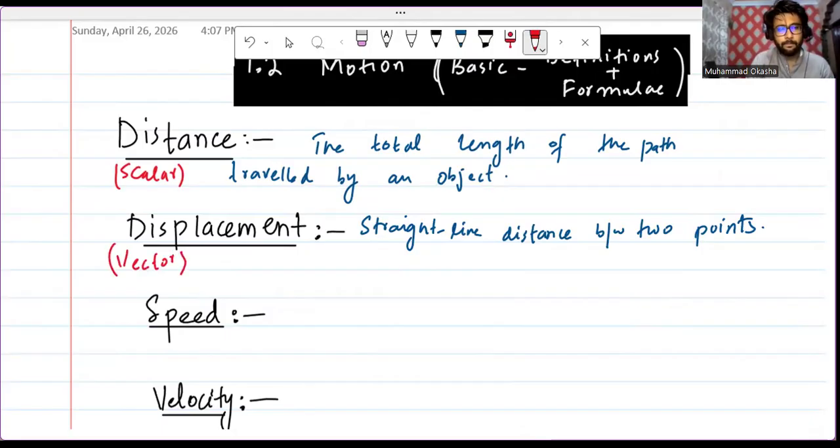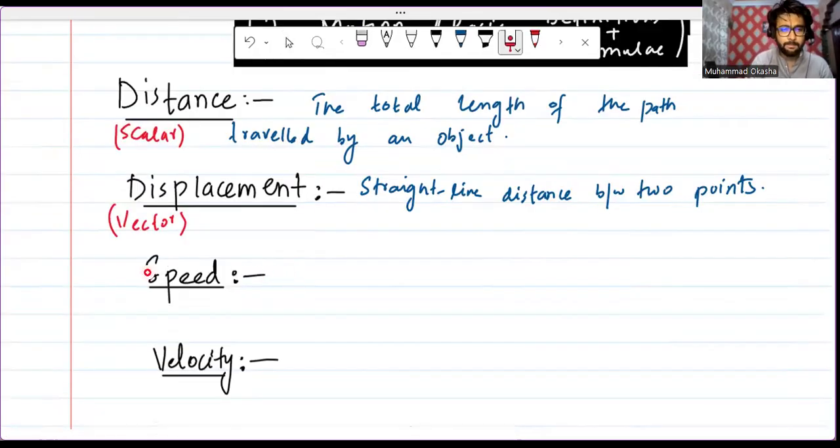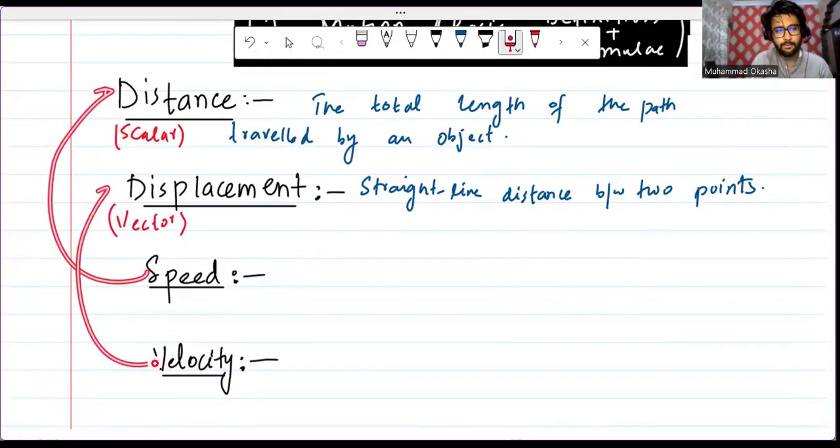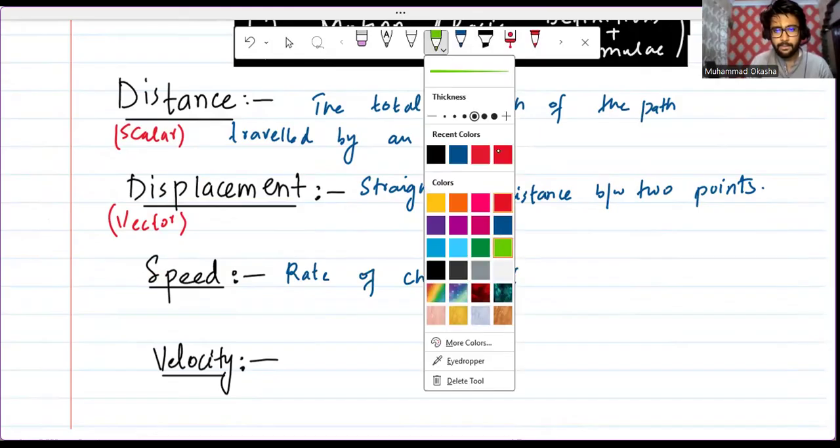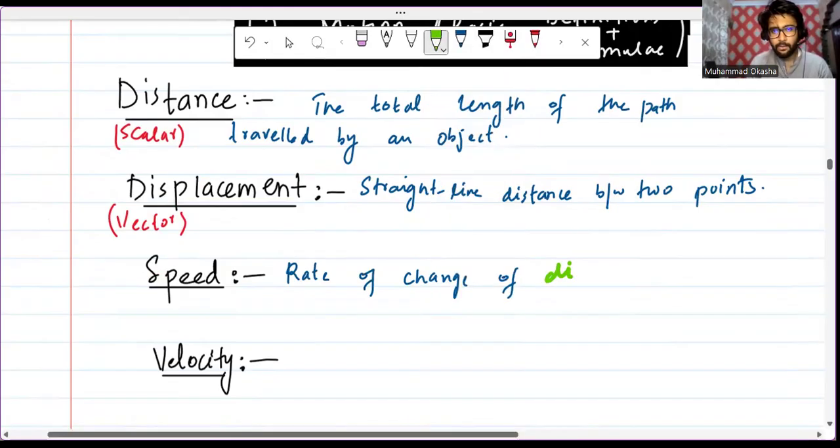Right. Now, because we had distance and displacement, accordingly we have speed and velocity. The speed has to do with the distance and velocity has to do with the displacement. A way to define speed is the rate of change of distance. That's the way we define speed, rate of change of distance, and this one is a scalar quantity.